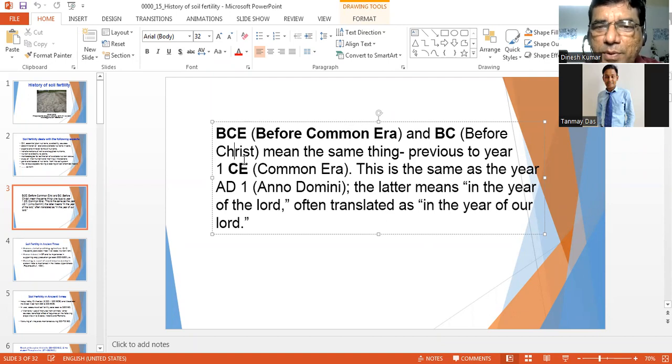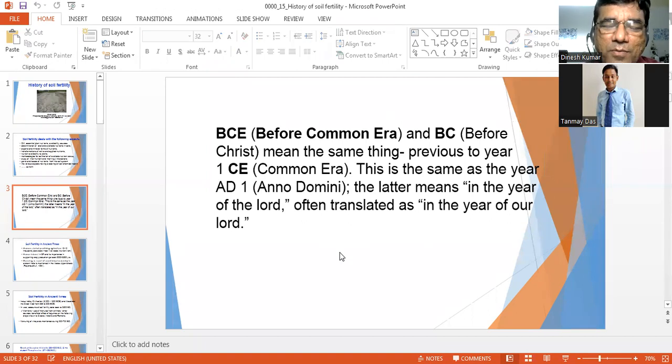The meaning of before Christ is the period previous to year 1 CE, common era. This is the same as AD 1, so CE and AD are the same. The letters AD mean in the year of the Lord, Anno Domini: AD 1, AD 2. Now we are in AD 2022. The letters mean in the year of the Lord, often translated as in the year of our Lord. So this is how we see BC and AD.